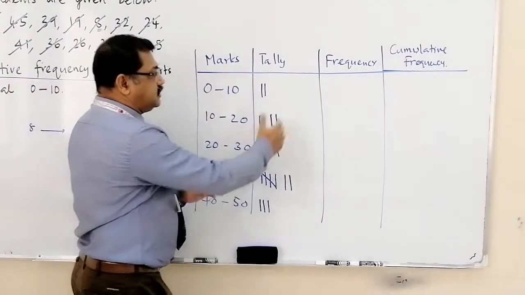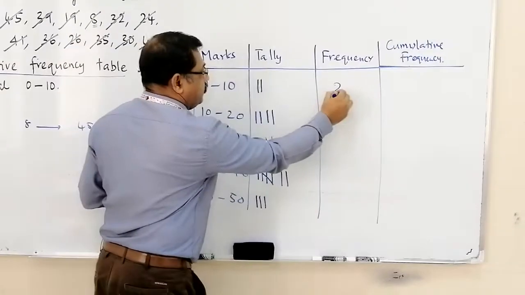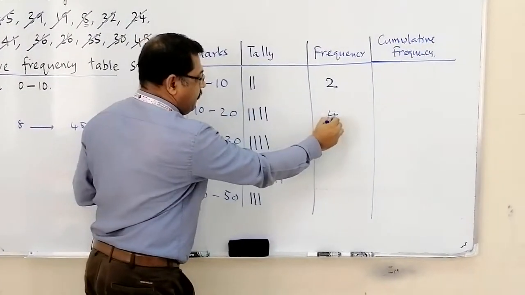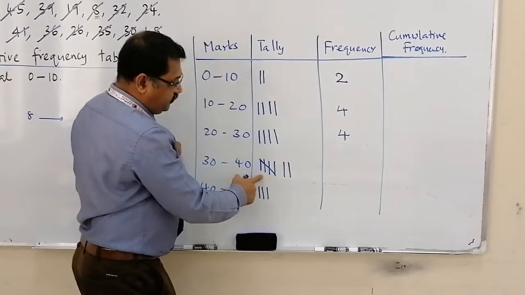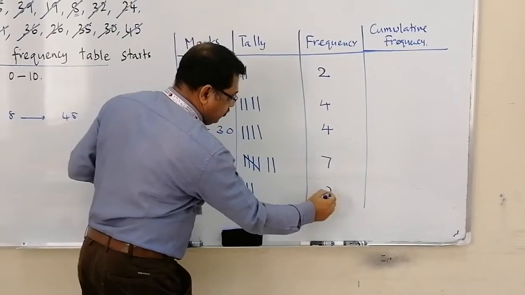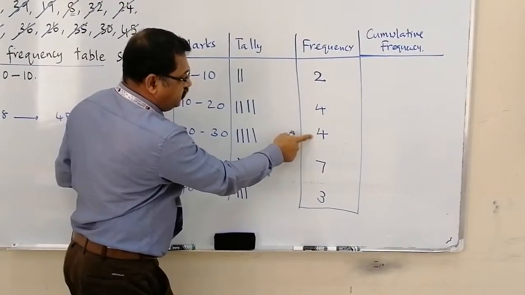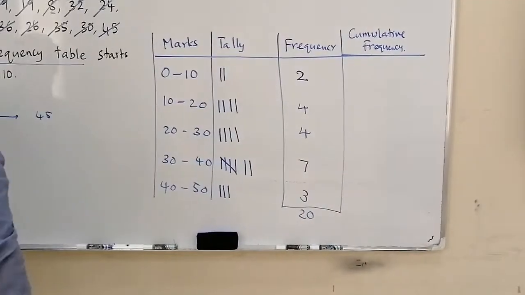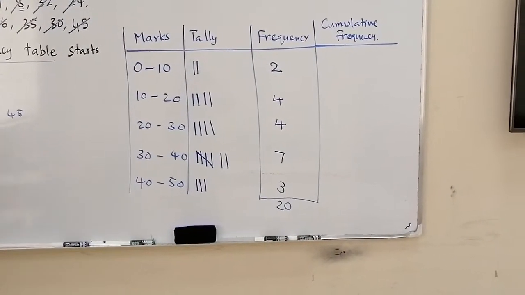Now we have counted all the data and represented it with tally marks. Now we count these tally marks and write them as frequency. This is 2. Here the frequency is 4. Again 4. Here we counted 5 plus 2, that's 7. And the last one is 3. Let's check the total: 2 plus 4 plus 4 plus 7 plus 3 is 20. That's the 20 marks we represented in a frequency table. So this is the frequency table.